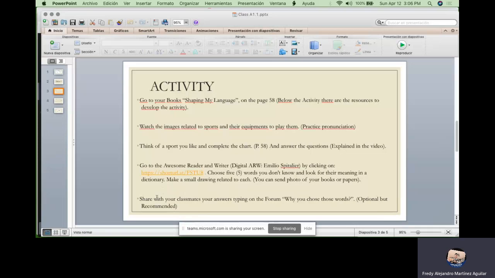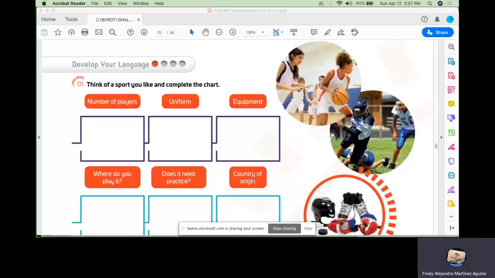We are going to share with your classmates the answers that you did, typing on the forum. I'm going to open a forum with these questions. Why did you choose those words? You can include: teacher or classmates, I chose those words because... Remember that it is optional. It is not going to be evaluated, but I recommend it in order to learn more and better.